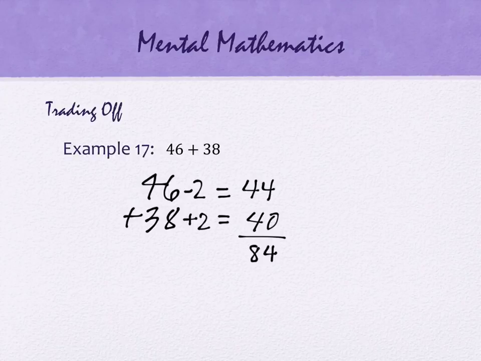So this works really well when numbers are kind of close to another value. So if you had both the numbers that were like 46 and 45, it doesn't really work super well. But this one was really nice because 38 is pretty close to the next number. If you had the number 41, same thing. You could take away a 1 and it'd be pretty close to where you want it to be to give you the other number. So this is called trading off.